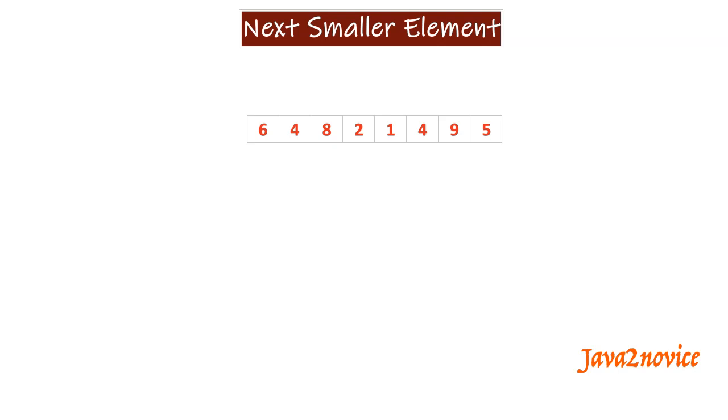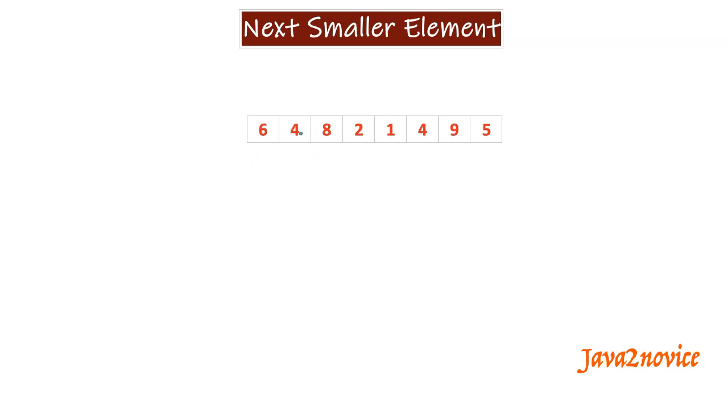When we say next element, it must be on the right side of the element, not on the left side. Just print it on the console. We don't need to return the values back. In case there is no smaller element for the given array element, then consider -1 as its smaller number on its right side.